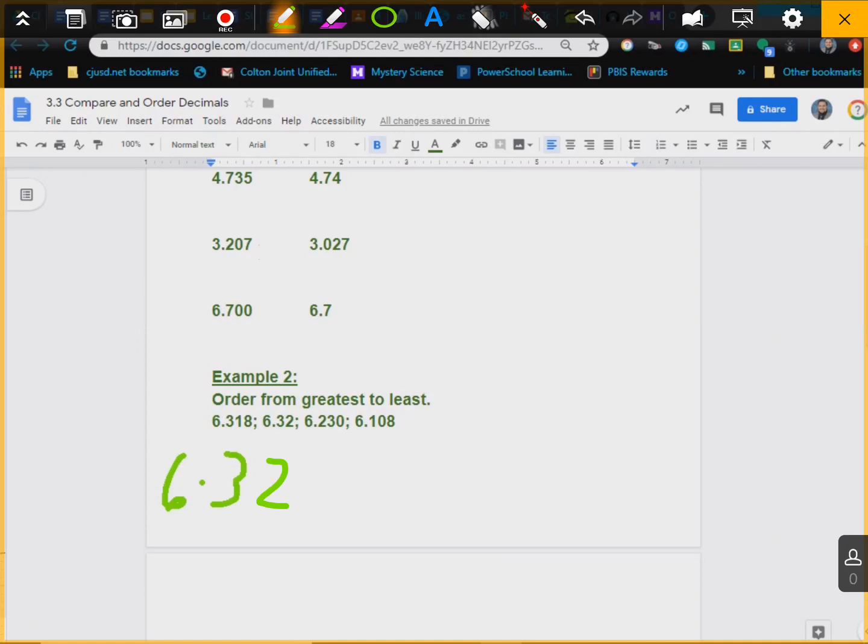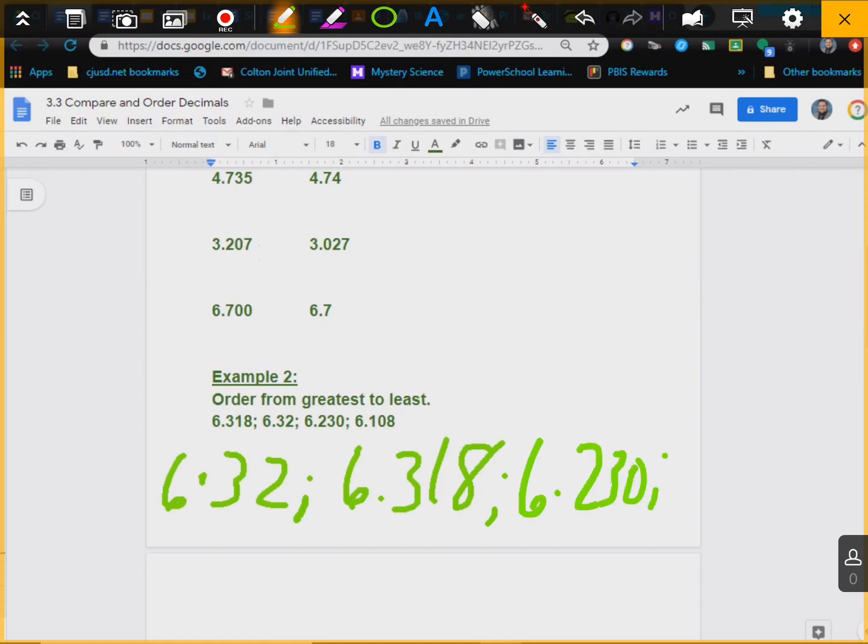Okay? Our second number, I'm going to put a semicolon just to separate the numbers. You don't want to put a comma because it might look like a big old number, so you want to put a semicolon in between. The second biggest number was 6.318 because that one had the greatest tenth other than the first one, obviously. The third greatest number is 6.230, and the last one is 6.108. And the way you can see that is if you're just looking at the tenths, the 2 is bigger than the 1.